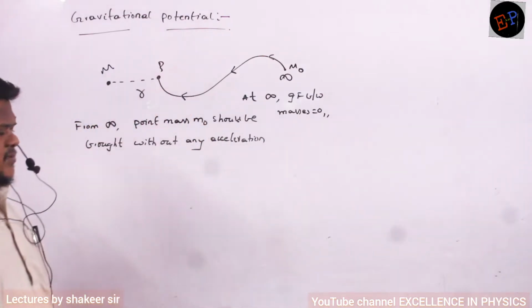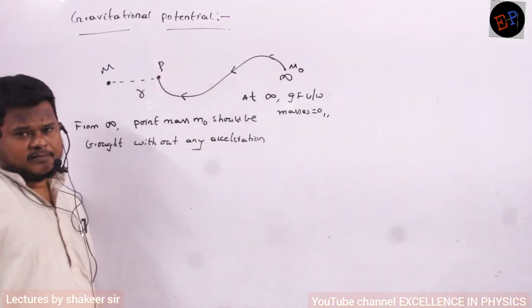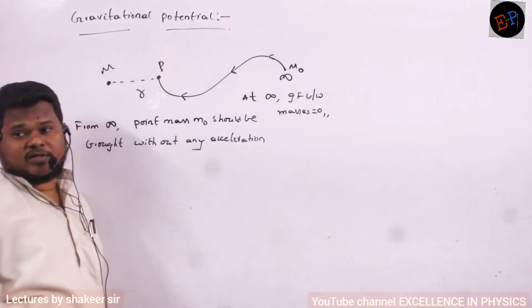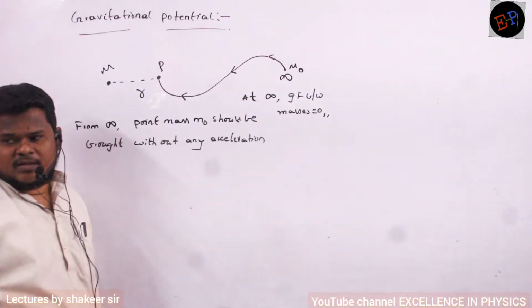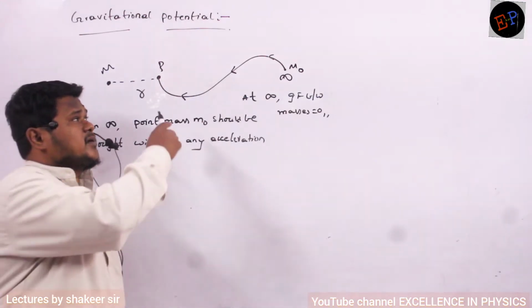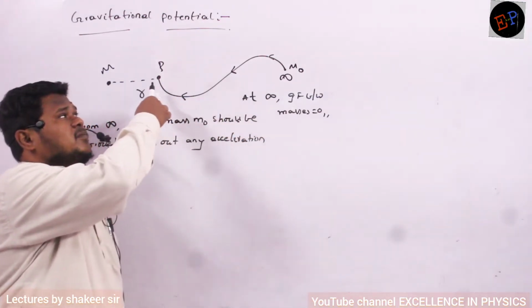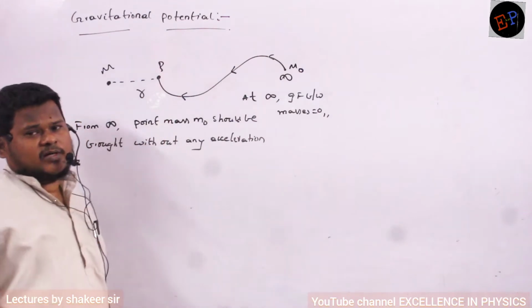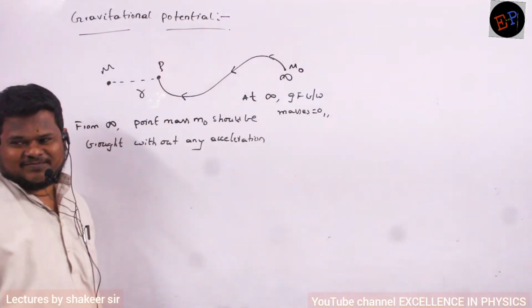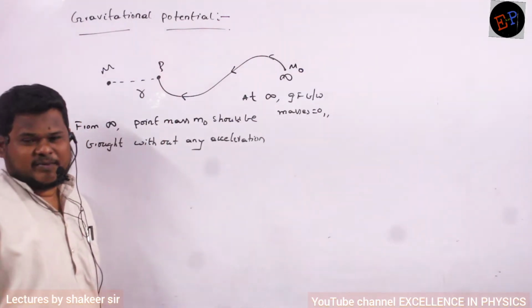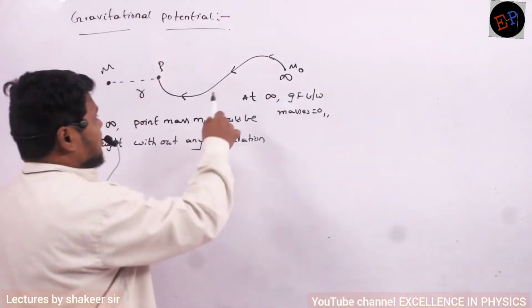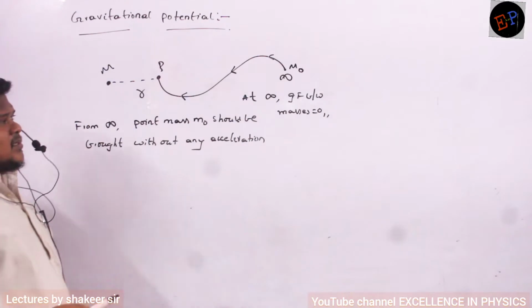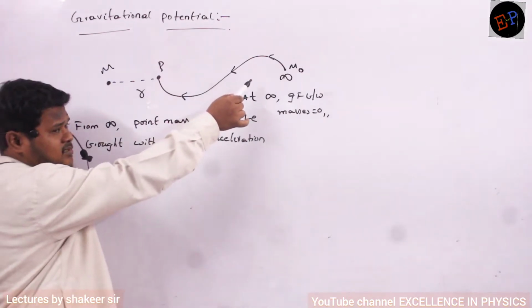Now the question is, shall I do some work or not to bring this mass up to this position? I have to do work. Why do I have to do work? Because the gravitational force between the masses will pull mass m0, so there is no need of doing work? But that is also wrong. The gravitational field will pull this mass m0, so a net force starts acting on this mass.